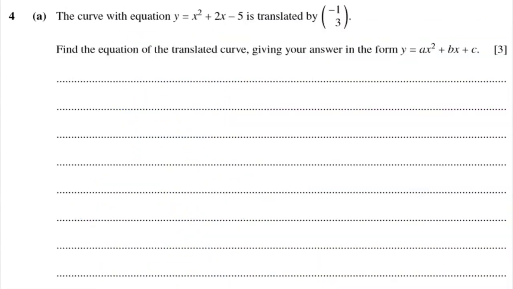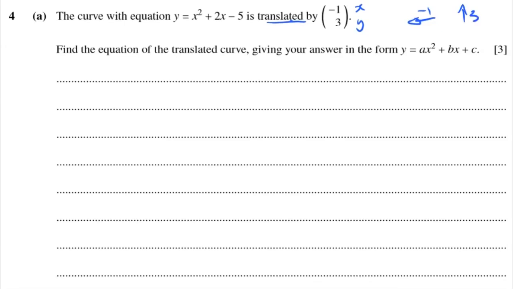Right, so the curve with the equation, it's a quadratic, is translated by -1, 3. All right, so we need to understand what these words mean. Translated means it's shifted, right? And it's shifted by an x amount and by a y amount. So what it means is that it's going to go -1 in the x direction. The whole graph, the whole equation is going to move one unit in the negative x, and it's going to move 3 units in the positive y.